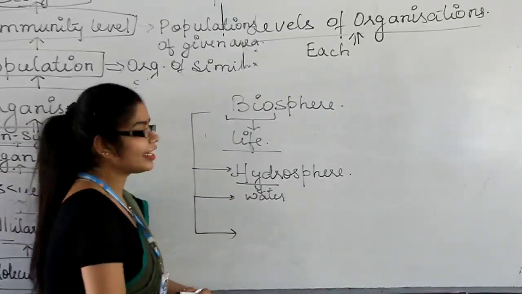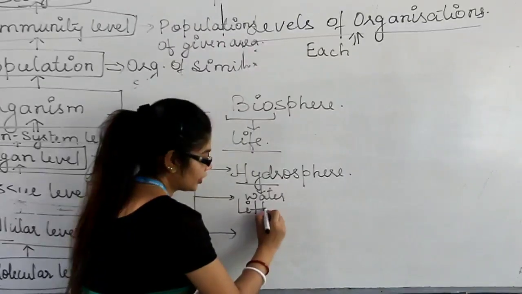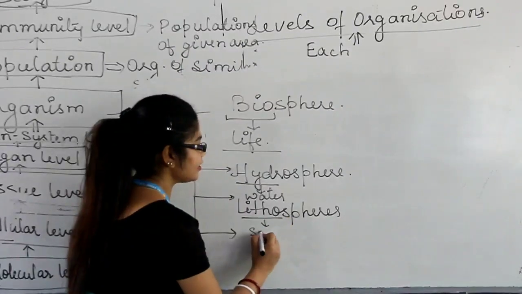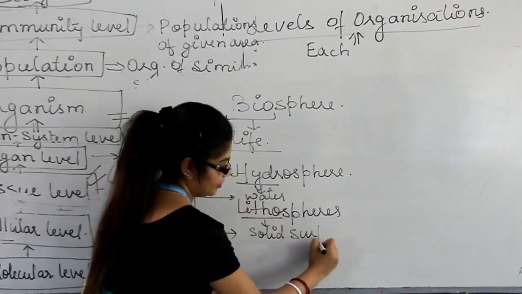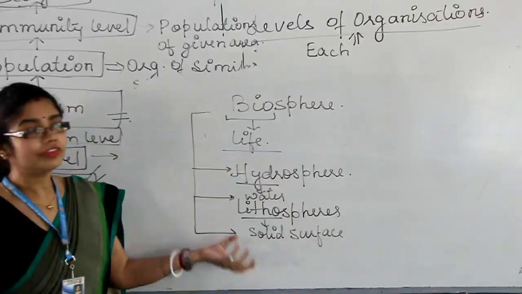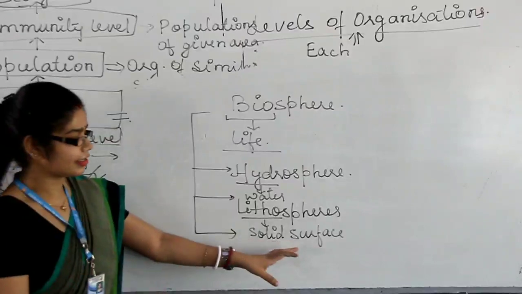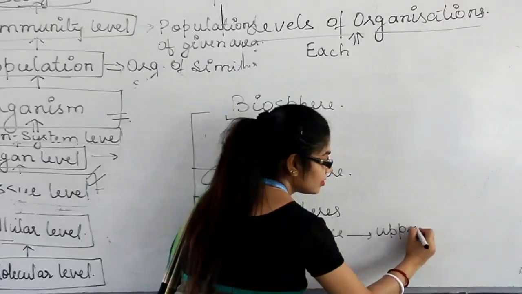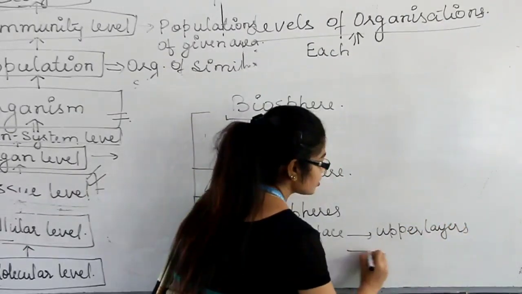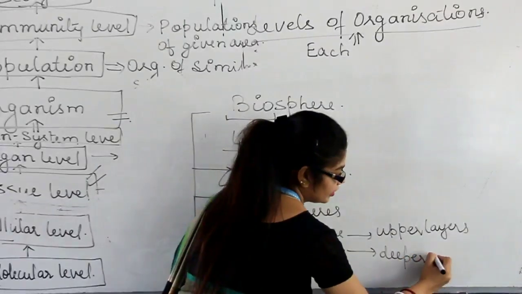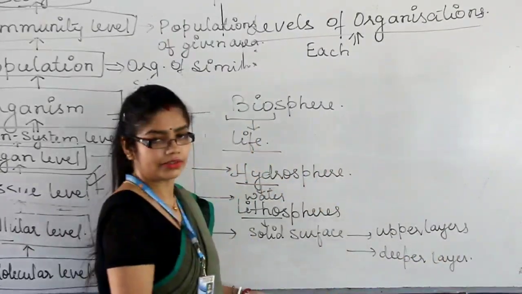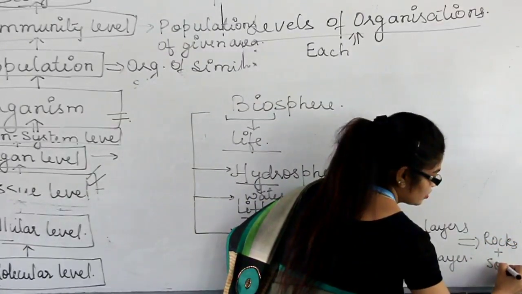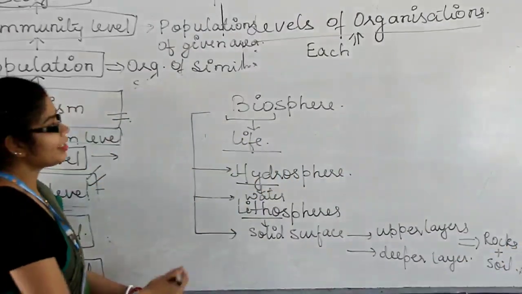Next, we have the other classification, that is the lithosphere. Lithos means solid surface. So those parts of the biosphere which have a solid surface are called the lithosphere. It will include the upper layers and also the deeper layers of the earth. It is mainly made up of rocks plus soil.